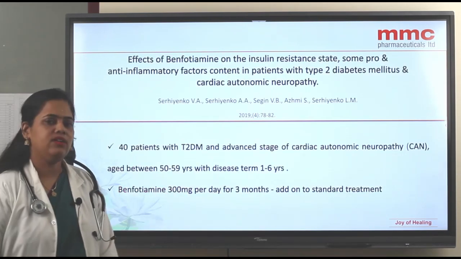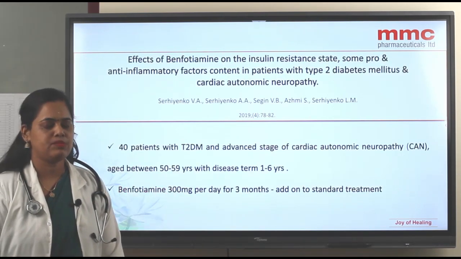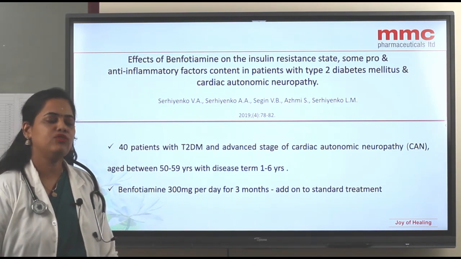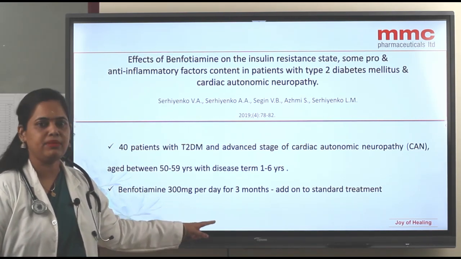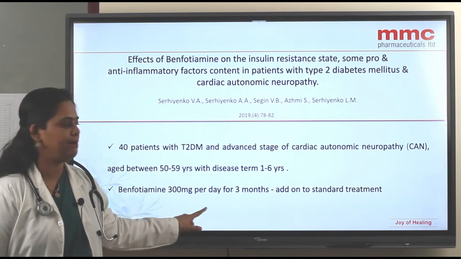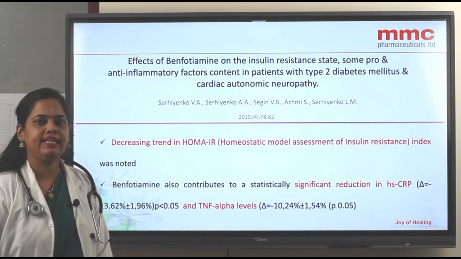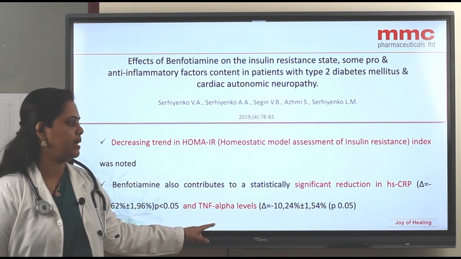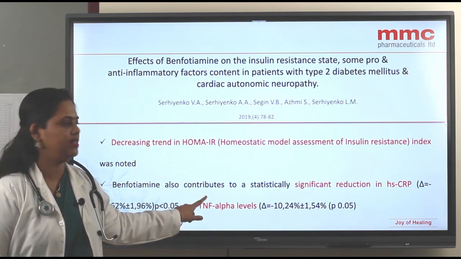In a clinical trial where 40 patients of type 2 diabetes mellitus with disease term of 1 to 6 years were evaluated, benfotiamine 300 mg per day for 3 months as add-on to standard therapy showed a decreasing trend in insulin resistance index and a significant reduction in inflammatory markers CRP and TNF-alpha levels.